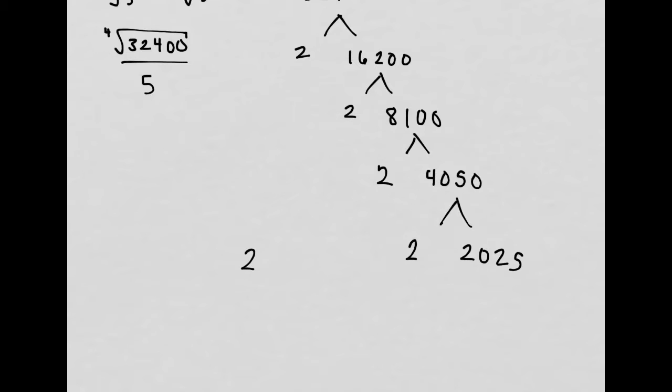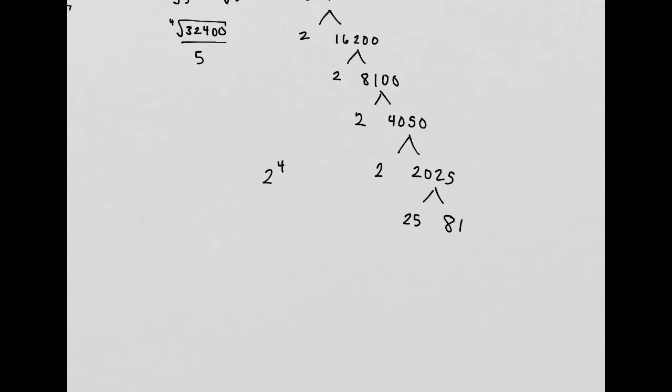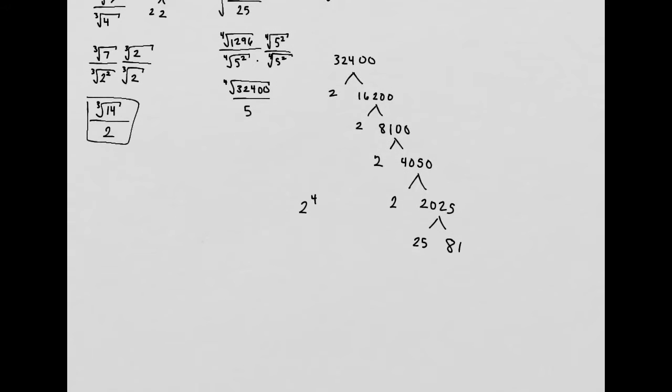So I'm going to save that. 2 to the 4th. And then I bet I could divide it by 5. I bet I could divide it by 25. Divide by 25. Yep, that's 25, and that becomes 81. Okay, that's nice. What happens then?